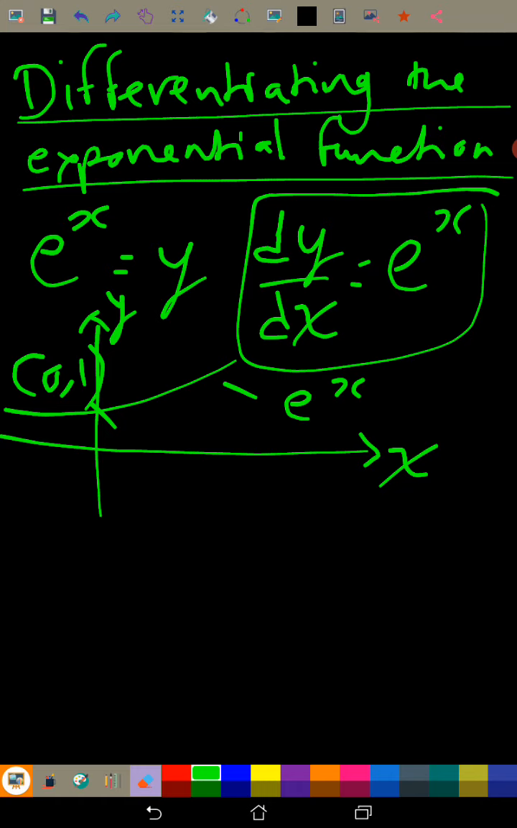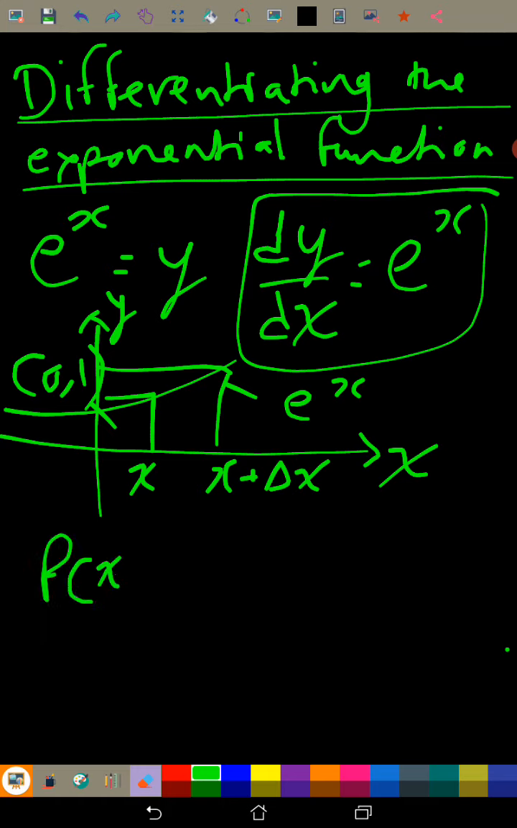if you take x here and you have x plus delta x here, you get some values here, and this can be written as f(x plus delta x), and the other one can be written like that. So the point up there, point down here. I think you understand what I'm saying.